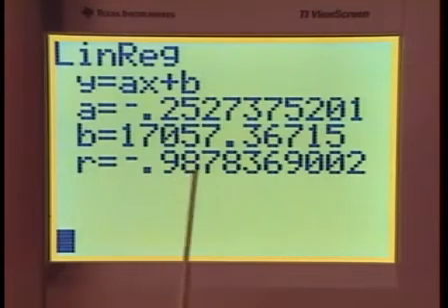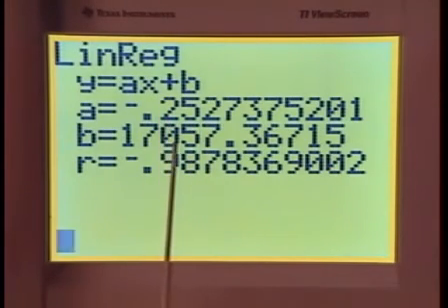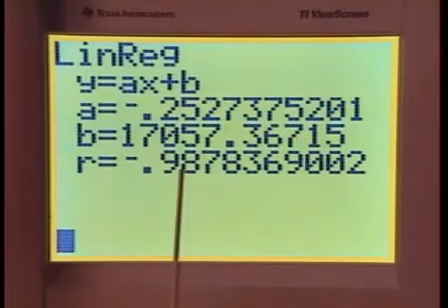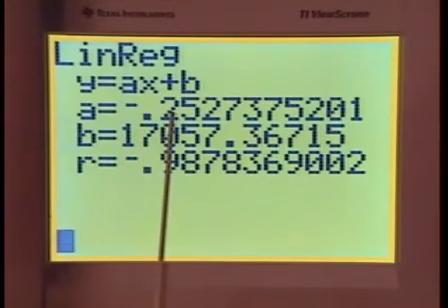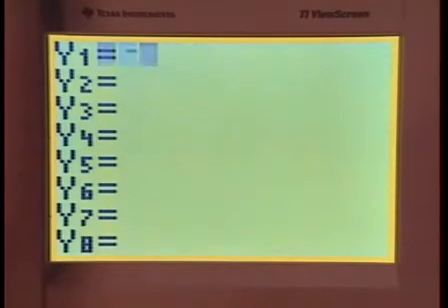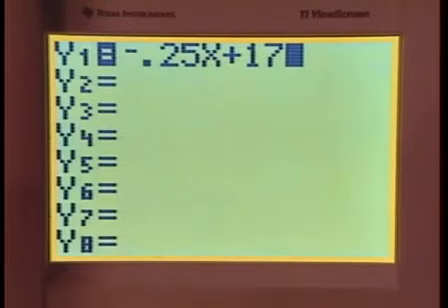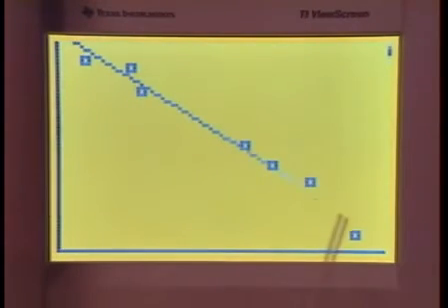We had a 0.99. Again, the negative is because it's a negative slope. So let's put this a and b into our y equals. Let's remember negative 0.25, that's good enough, and 1757. We'll clear that one out. We have y equals minus 0.25x plus $17,057. Let's now graph this line and see how well it fits the data.